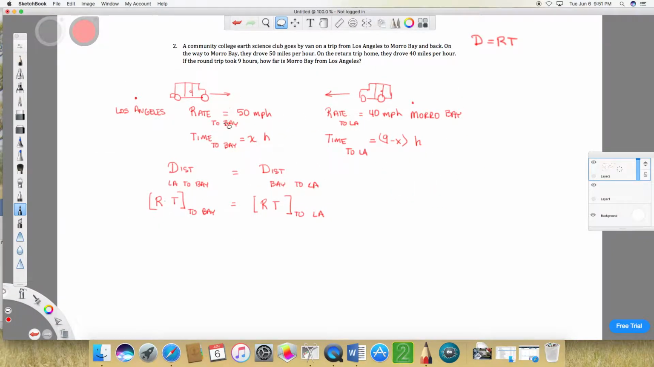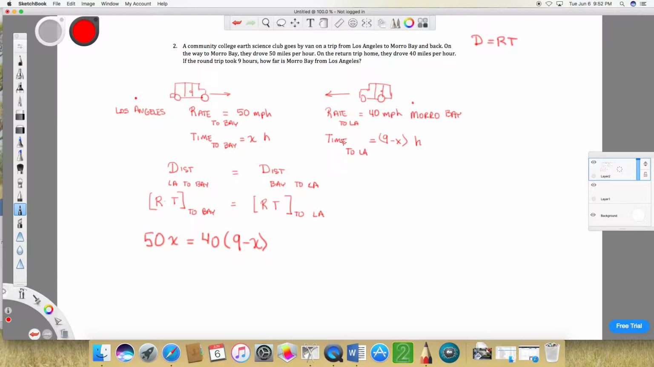So the rate to the bay we know is 50. And we just said that we would let the length of time it takes to get to the bay be X hours. Now on the return home, the rate to LA is 40 miles per hour, and the length of time that you're on the road is 9 minus x, because we know that if we add the two times together, the total time is 9 hours.